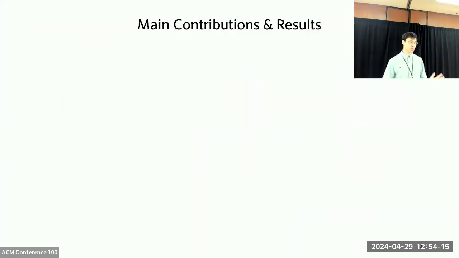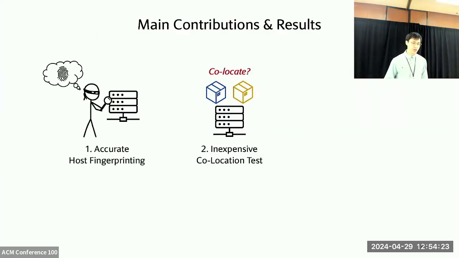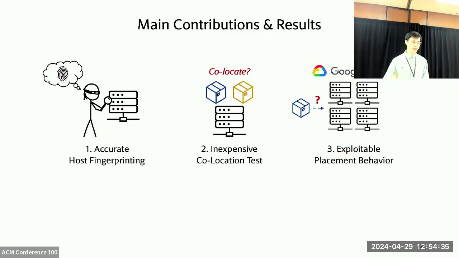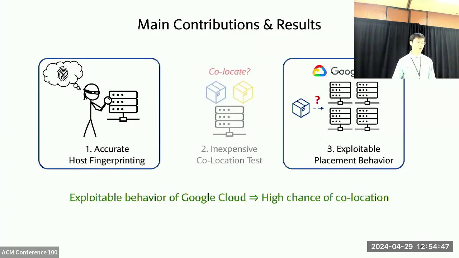And here are the main contributions of this work. First, we proposed a method that can generate an accurate host fingerprint. Second, we have a way to validate the co-location very inexpensively at a large scale, which is important given how large data centers are. Finally, we used fingerprints to study how containers are scheduled in production Google Cloud, and we discovered an exploitable behavior. Exploiting that, we can achieve co-location with a high chance. Due to the time limit, I'm going to focus on the fingerprinting and the exploitable behavior part.